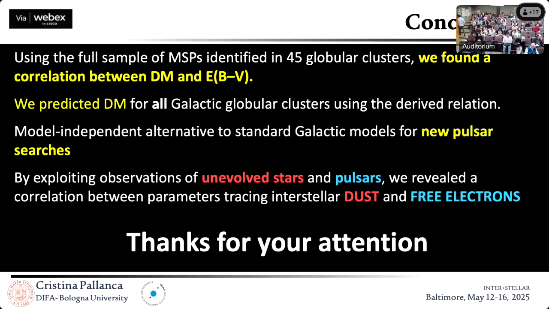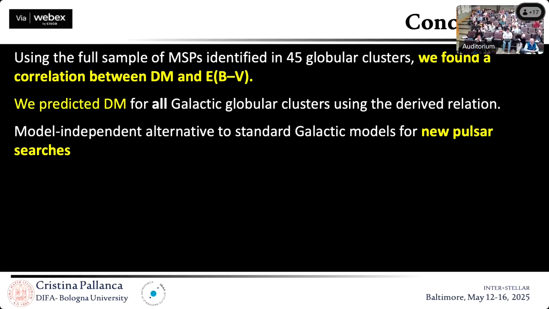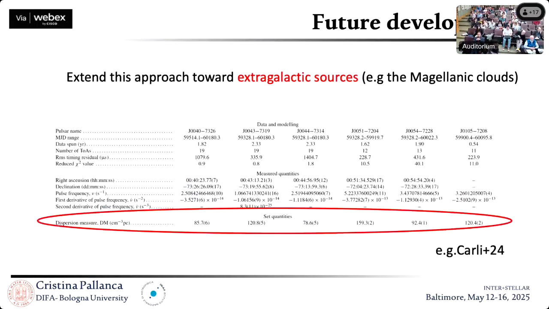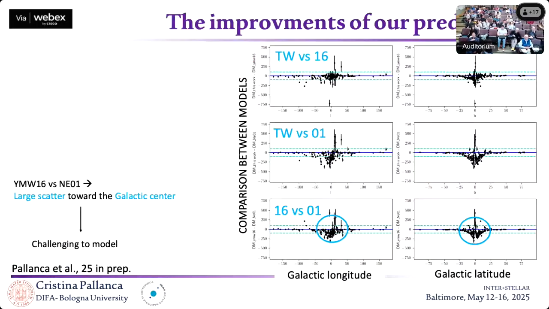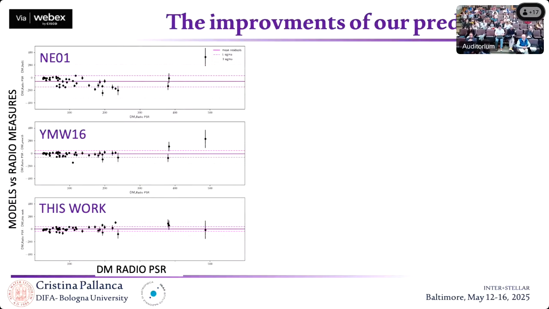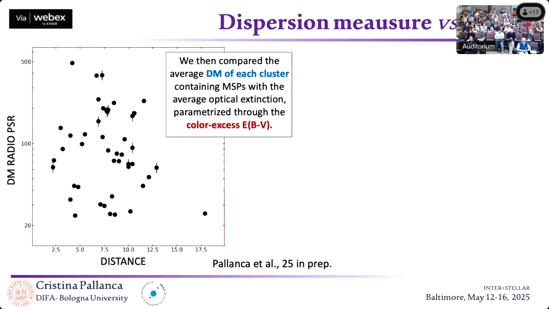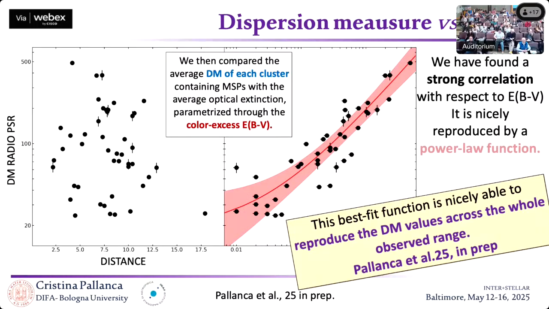In one of your slides, the relation between the dispersion measure and the E(B-V) at low values was non-linear. Is this true? Yeah, it's not linear, no. Do you have an interpretation of that? No, for the moment, no. I'm still writing the paper, so if you have any comments, they are welcome.